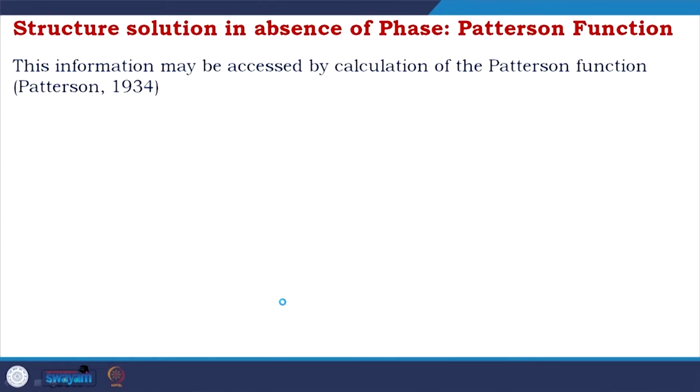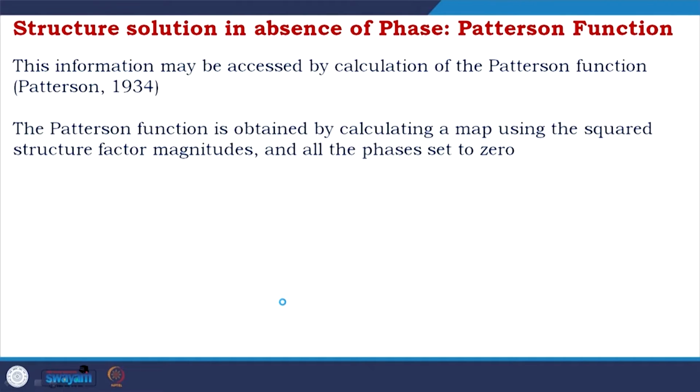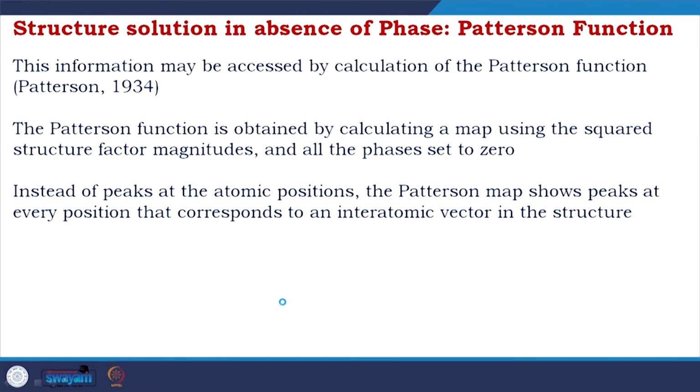This information may be accessed by calculation of the Patterson function. The Patterson function is obtained by calculating a map using the squared structure factor magnitude and all the phases set to 0. We will show the mathematics. Instead of peaks at the atomic positions, the Patterson map shows peaks at every position that corresponds to an interatomic vector in the structure.